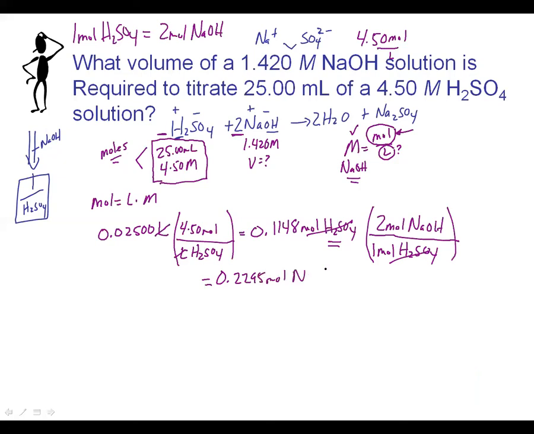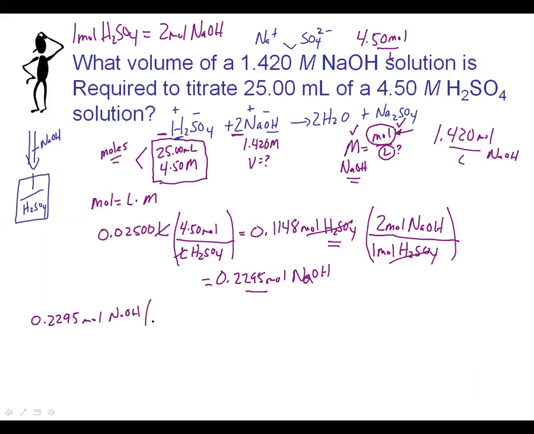moles of sodium hydroxide. So hopefully you can see here the steps are the same as a normal stoichiometry problem. And that essentially is the thing that we needed for our sodium hydroxide. So what we could do now is use the molarity that's given to us for the sodium hydroxide, which is 1.420 moles per liter sodium hydroxide, and take the 0.2295 moles of sodium hydroxide we just calculated.